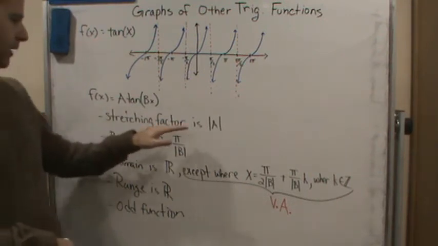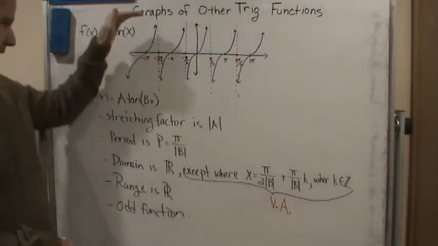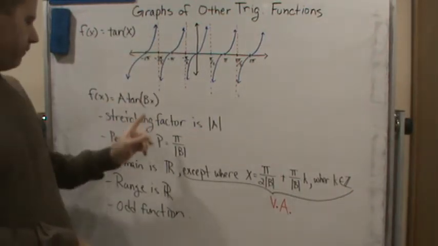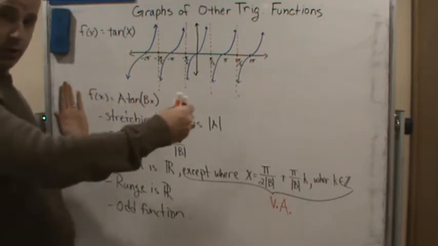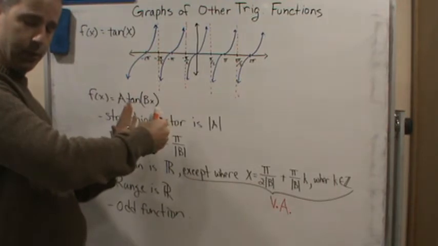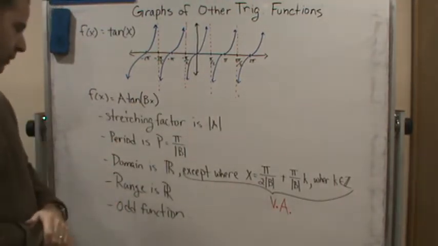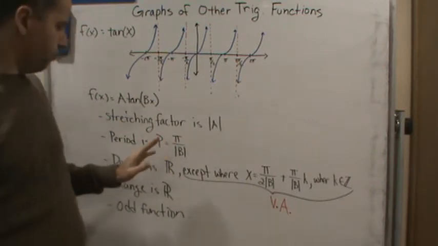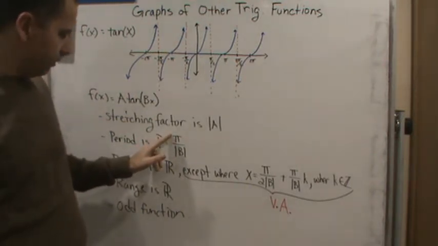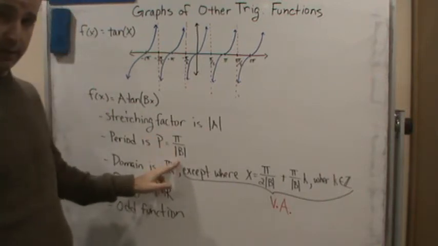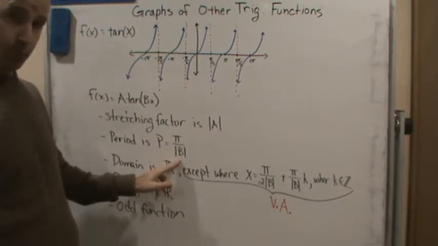So the stretching factor is a, so basically, again, vertical stretch or compression. And then we have b, which is our horizontal factor, which is going to be either a compression or an expansion in the horizontal direction. Now, the period, in this case again, is going to be pi divided by the absolute value of b, okay?